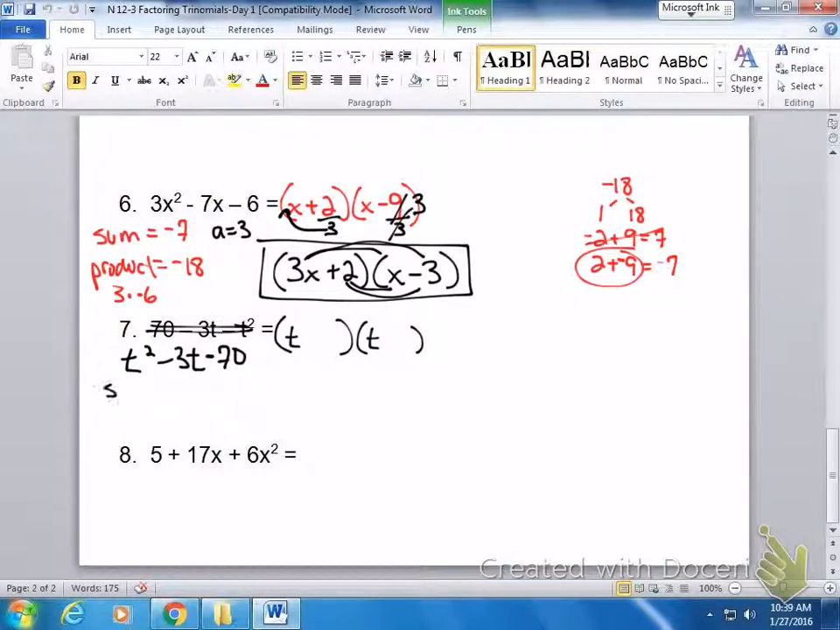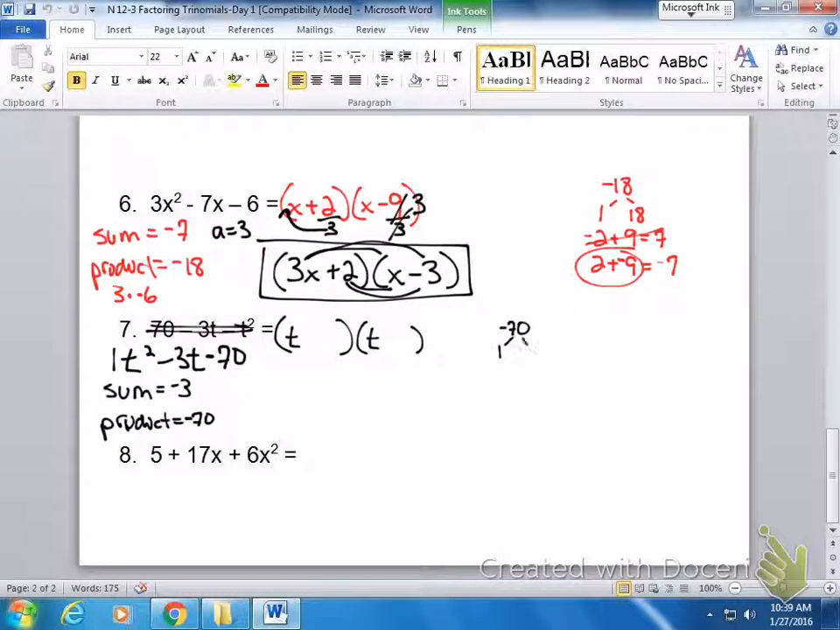And I need the sum that equals b, which is negative 3. And my product is a times c. 1 times negative 70 is negative 70. So we may have to do a few on this one. It's kind of a big number. Okay, I'm going to break up 70 over here, negative 70. One's going to have to be positive, one negative.